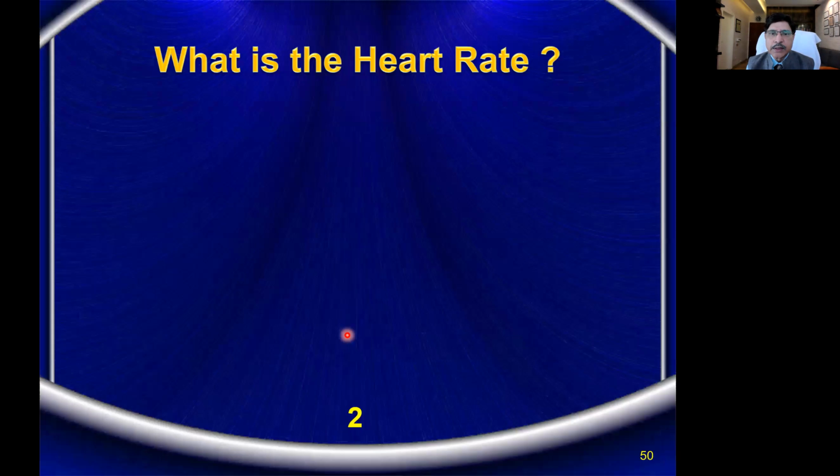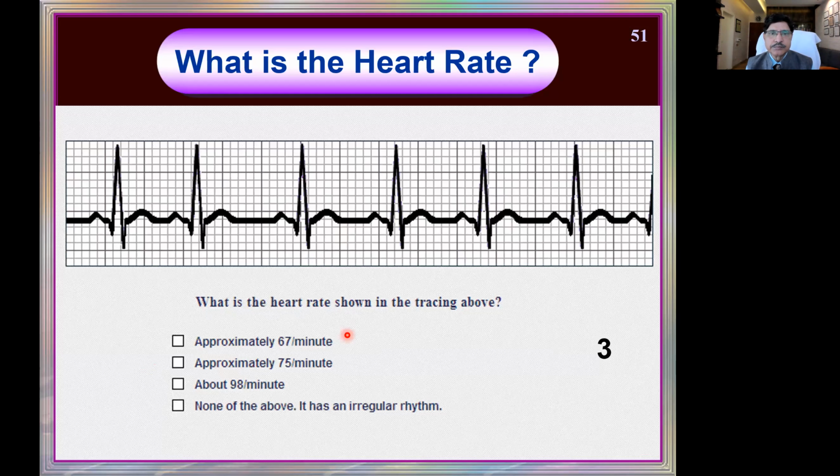So let us see, can you tell me what is the heart rate in this ECG? Take one complex which has fallen on the main line. So it has fallen on the main line. This is 300, 150, 100. Between 150 and 100 is 120.